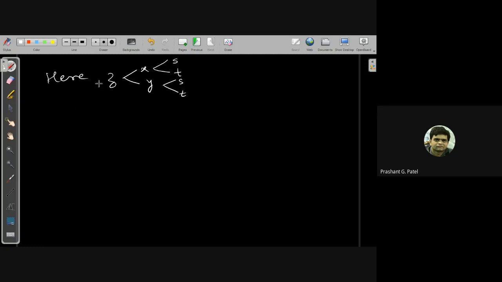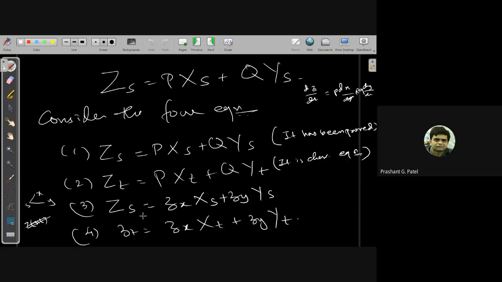So the derivative of z with respect to s will give me z_s equal to del z by del x into del x by del s plus del z by del y into del y by del s. So it is exactly the same thing which we have written here. Del z by del x, that is z_x, and del x by del s is x_s. And with respect to t, we also have the same thing. So these four equations can be obtained from this situation.